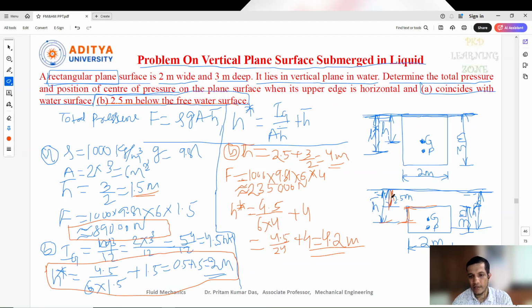Initially we got the value of H star as 2 meter. Now we got the position as 4.2 meter, because it is situated below the surface level by 2.5 meter. So like that we can solve the problem and find out the value of the total pressure and the center of pressure. I hope you understood how to solve the problem. These are small questions that will be asked in competitive exams, and if you remember these two formulas, you can easily solve the problem.